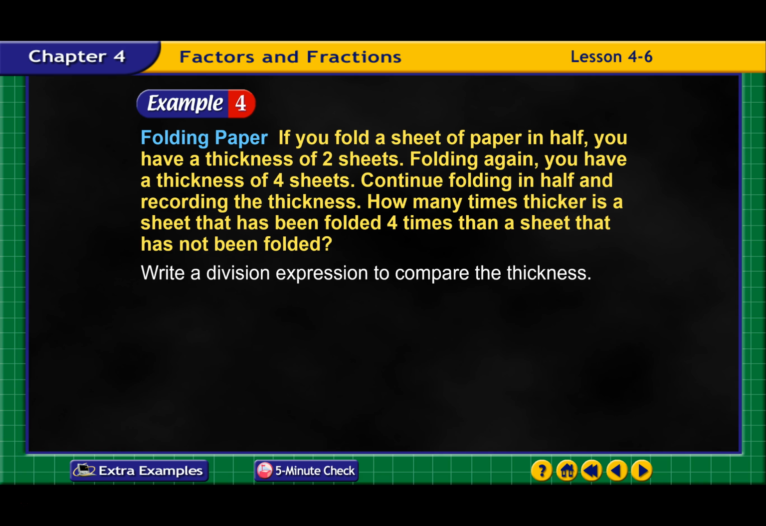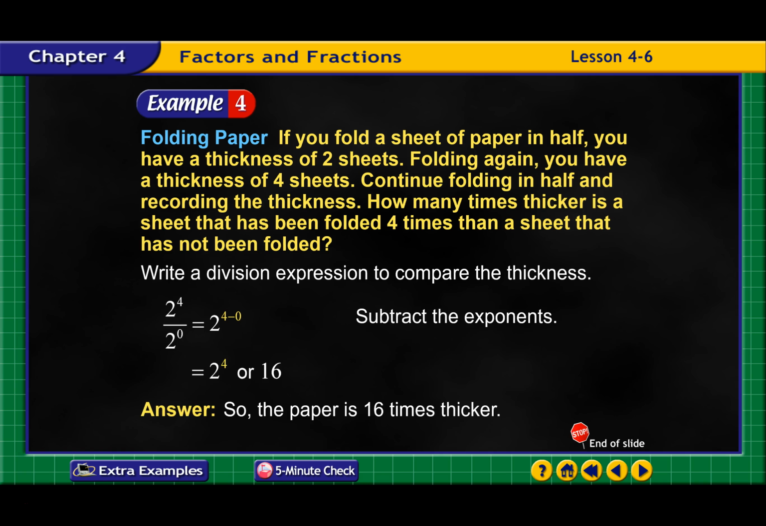So write a division expression to compare that thickness. So 2 to the 4th, folded 4 times, over 2 to the 0. So 2 to the 4th minus 0, if we subtract the exponents, would give me 2 to the 4th, or 16. So we can say that paper is 16 times thicker.